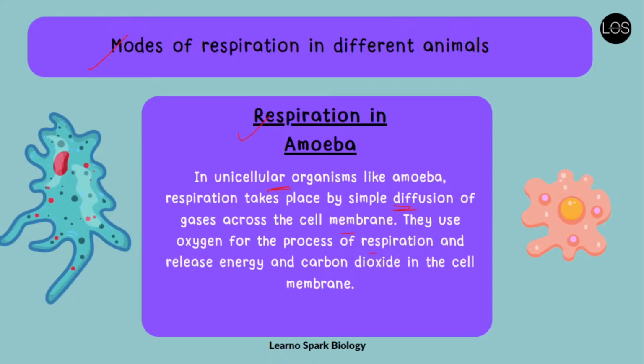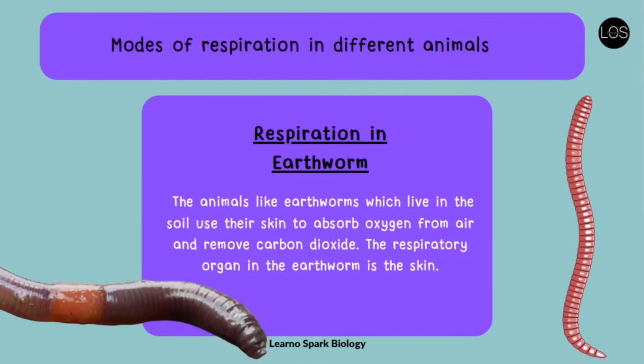They use oxygen for the process of respiration and in turn they release energy and carbon dioxide in the cell membrane. Next, we need to discuss respiration in earthworm. Earthworm is a terrestrial organism and it lives under the soil, and they use their skin to absorb oxygen from the air and remove carbon dioxide. The skin of earthworm is moist and thin and they perform respiration by simple diffusion. The respiratory organ in earthworm is skin.